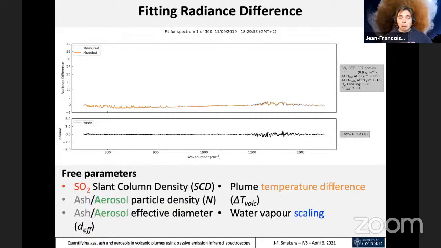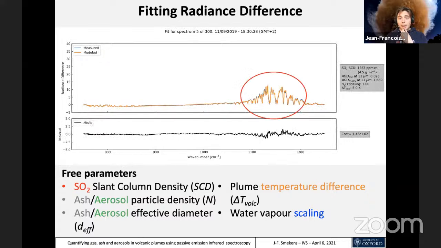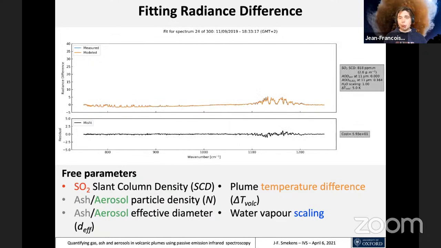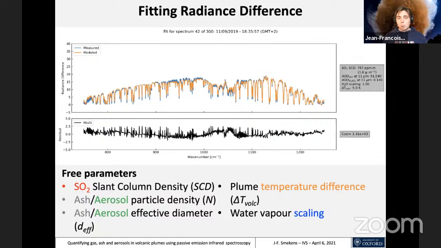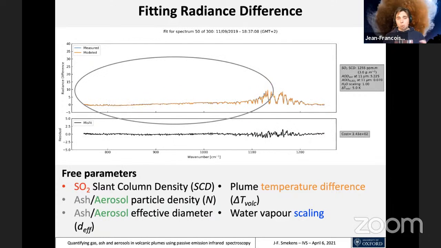And so I'll just show you some results of the radiance difference that we fitted. So in the top panel, this is the measured spectrum in blue and the model spectrum, and this is against the radiance difference between measured spectrum and the clear sky spectrum. And in the bottom panel is the misfit. And you'll see there are those SO2 features. So you'll see over time, there are pulses of SO2 coming in and out. And then there are also pulses of ash coming in and out, which have a much broader effect.